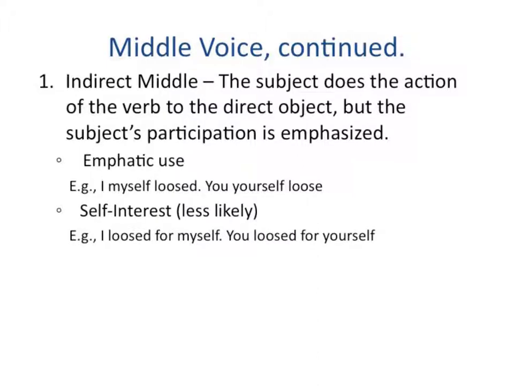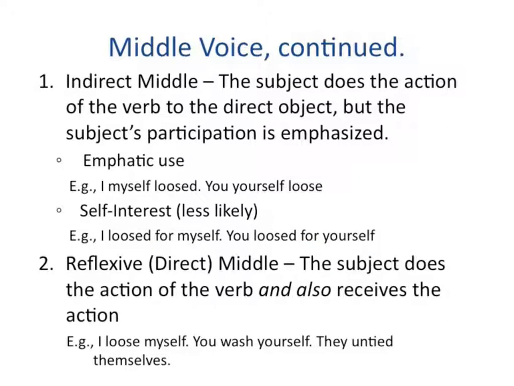Or self-interest, which is a less likely use of the middle. I loosed for myself. You loosed for yourself. So you're doing it for, right? So that's the self-interest element of it. This is one of the least likely ones to be used. And then there is the reflexive direct middle.